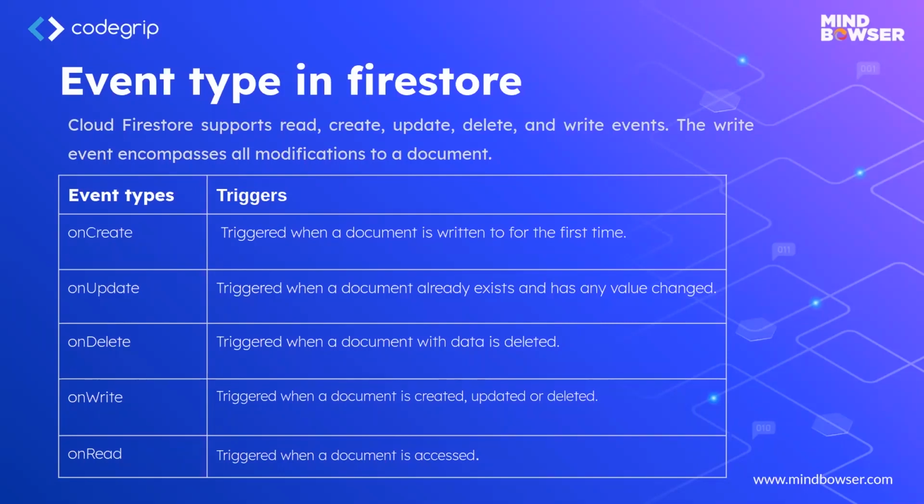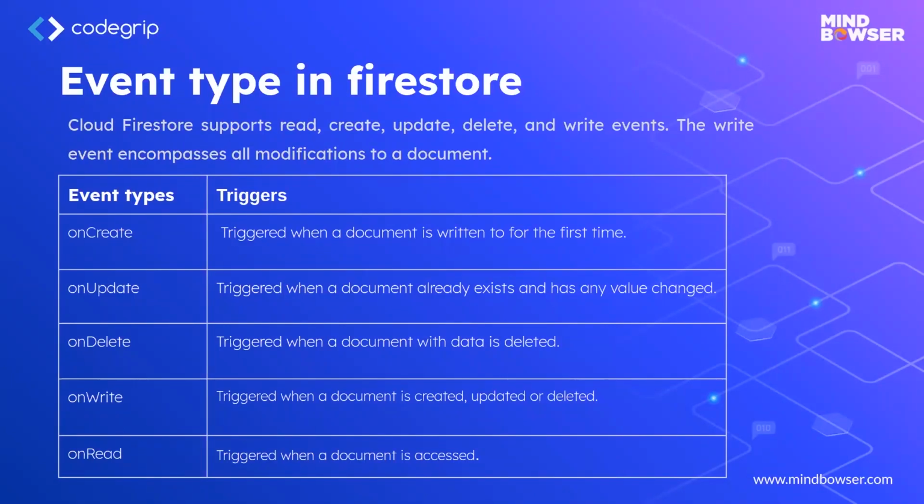Next is on update, triggered when a document that already exists is updated. Then comes on delete, which triggers when a document with data is deleted. And on write, this will trigger when a document is created, updated, or deleted.